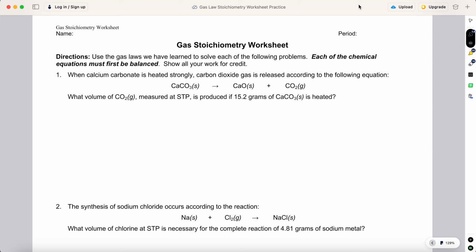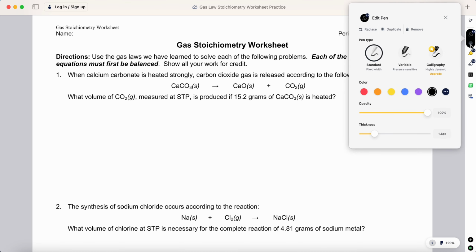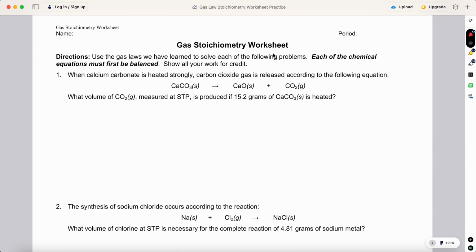Hello everyone. I'm just going to solve STP and then STP gas stoichiometry problems today for reference in preparation for your second long quiz. So, let's first start with number one.